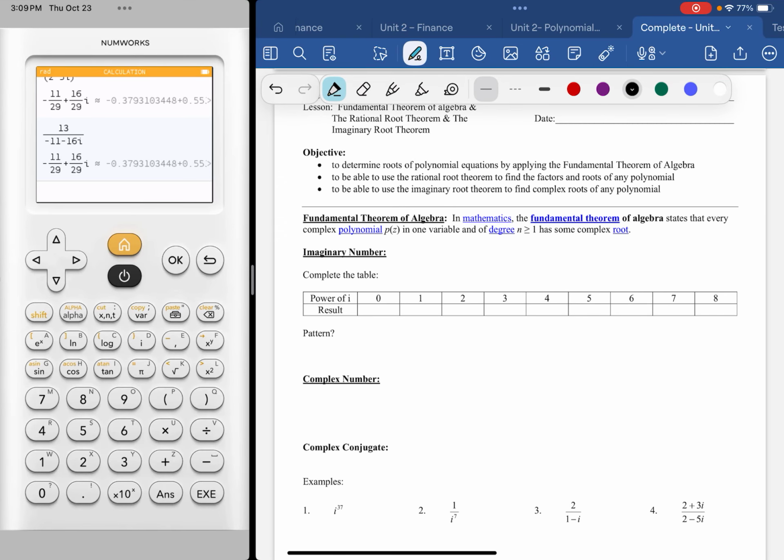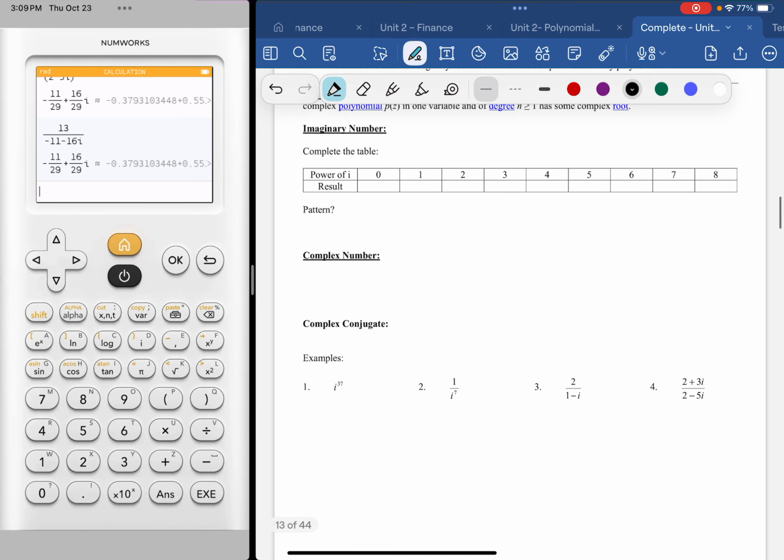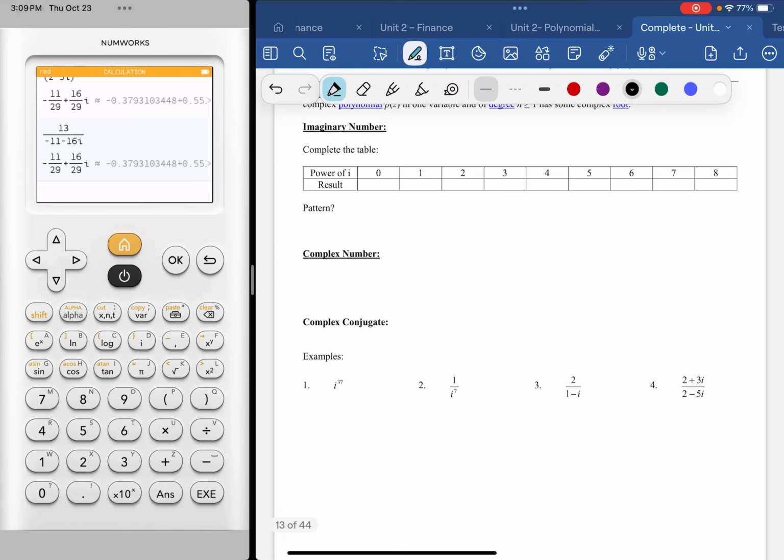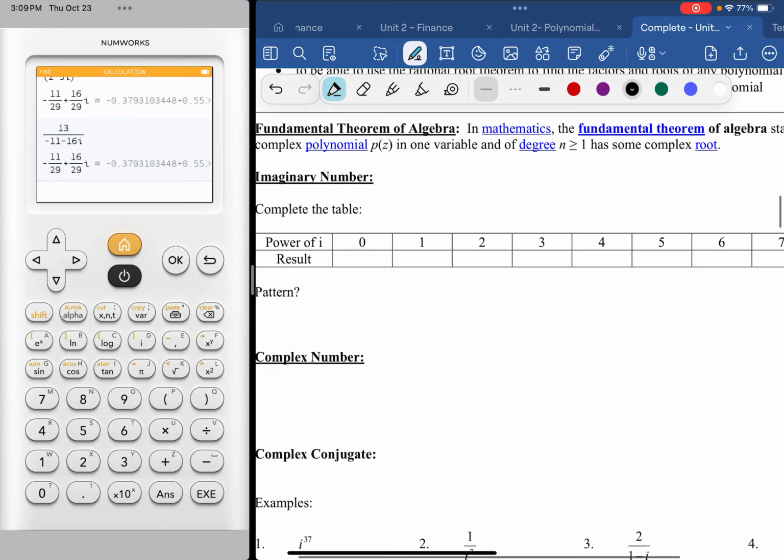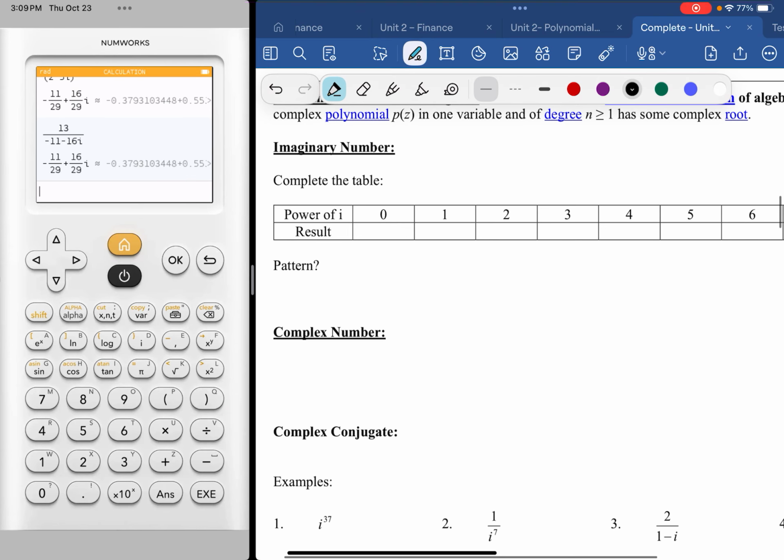Just a quick video for a review of imaginary and complex numbers. We're going to get into the fundamental theorem of algebra, but for now, in order to really get there, we need to refresh our memories on imaginary numbers. So I'll actually jump ahead a little bit here.